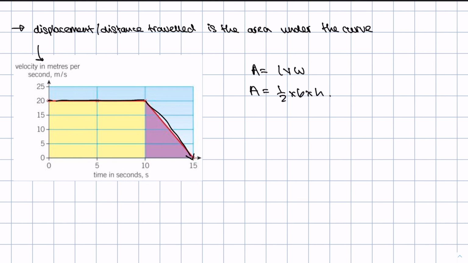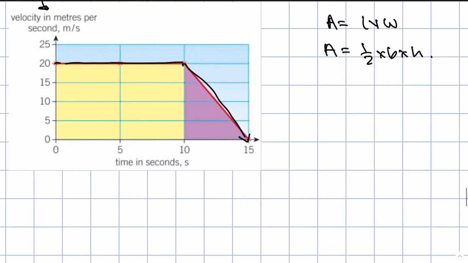So if we take a look at this velocity time graph, for example, and it said to us, how far does the car travel over the 15 seconds? Well, how far? It's asking us for the distance. So we're going to try and find the area of this coloured in region. So we split it up into normal shapes, our rectangle and our triangle here.